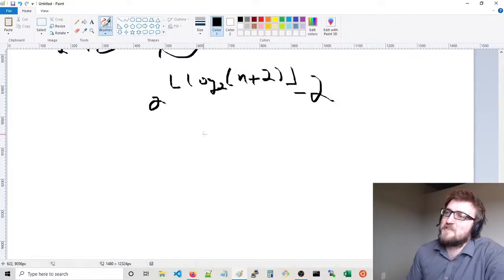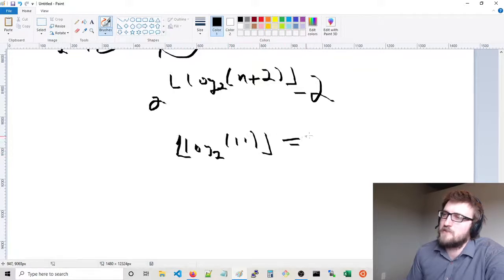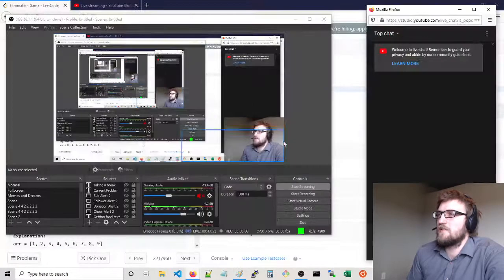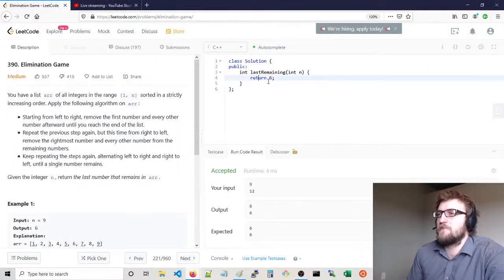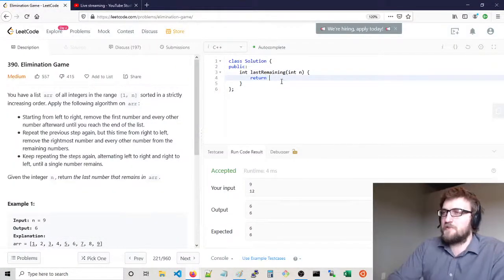So we do the floor of log base 2 of 11. That's, I think, 3. That's 6. Yeah, all right, let's give that a shot. Let's go for it.